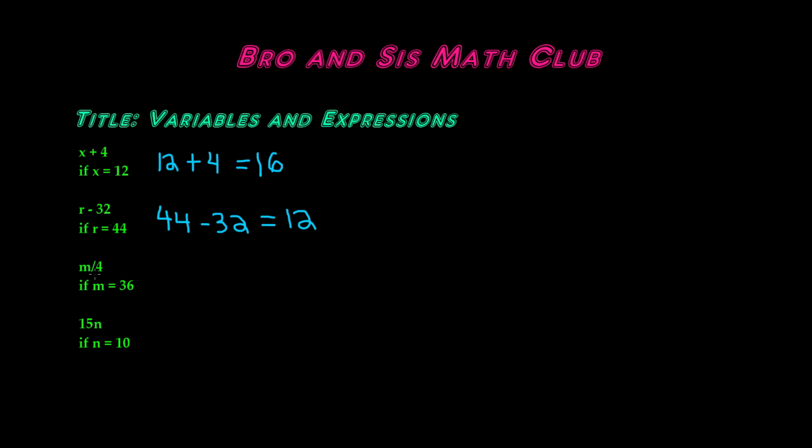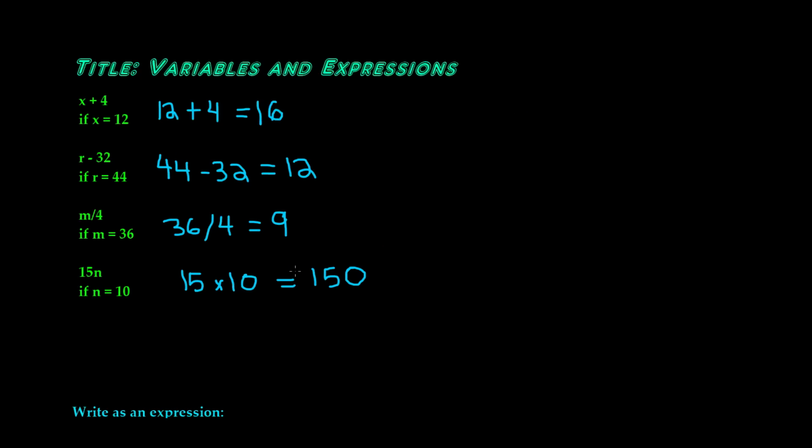In the same way, the third one is division. M divided by 4. If m equals 36, then it would become 36 divided by 4, which would give us 9. And the last one is multiplication. It says 15 times n. If n is equal to 10, then 15 times 10 would give us 150. So this is how you would solve if the value of the variable is given to us. Otherwise, an expression can't be solved unless the value is given. It can only be simplified.